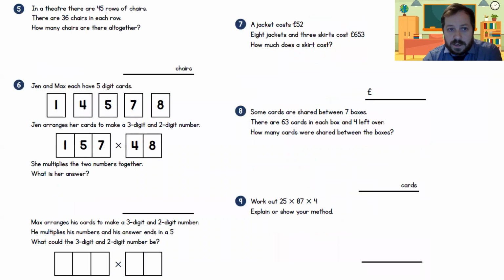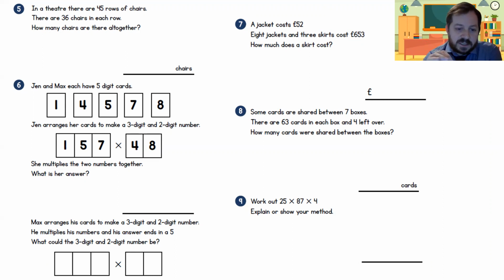Okay, our next set of questions are here, and we've got up to 9. So number 5 is, in a theatre, there are 45 rows of chairs. There are 36 chairs in each row. So how many chairs are there altogether? Number 6 is Jen and Max each have 5-digit cards. It's given them here. Jen arranges her cards to make a 3-digit times 2-digit number, and she's put 157 times 48. She multiplies the numbers together. What's her answer?